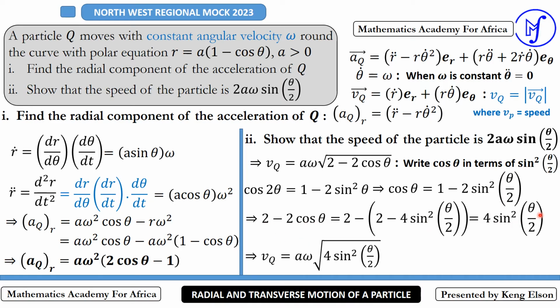So it therefore means that the speed of the particle Q is a omega times the square root of 4 sine squared theta divided by 2, which therefore simplifies to the square root of 4 is 2. The square root of sine squared theta on 2 is simply sine theta on 2, because theta is an acute angle, so sine theta will be positive. So we have proven that the speed of the particle Q is 2a omega sine of theta divided by 2.